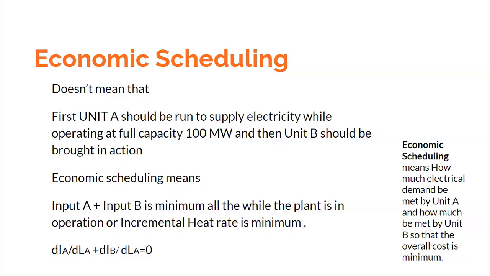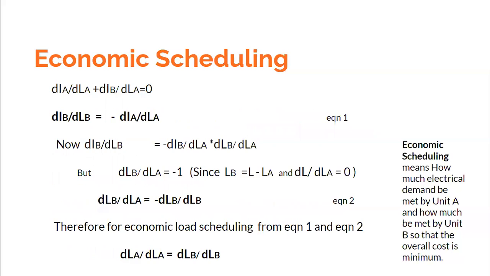Mathematically speaking, it could be represented as the derivative d(IA + IB)/dLA = 0, right? So dIA/dLA, which is the differentiation, plus dIB/dLA, which is again a differentiation, is equal to 0. Meaning, we are now putting a condition of scheduling the unit A such that the cost is minimum. The input is minimum.